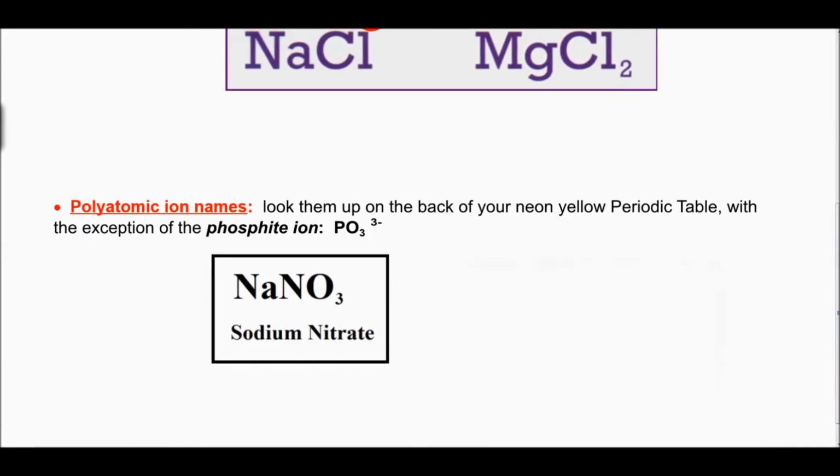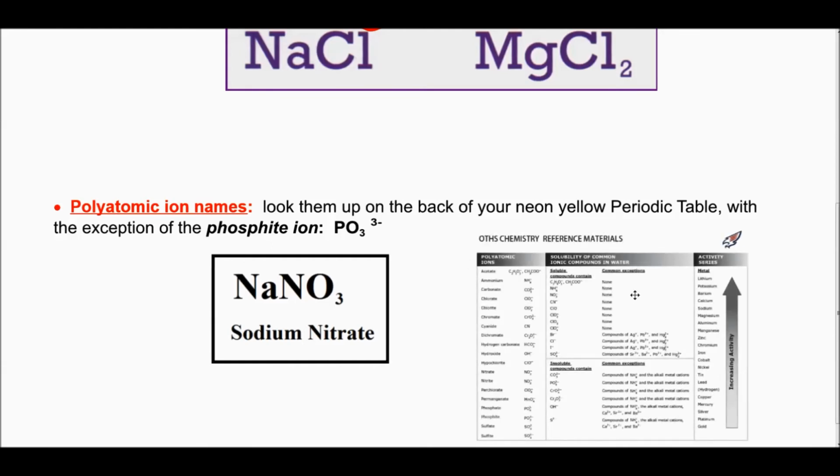Polyatomic ion names, when you're looking on the back of your yellow periodic table, are not going to be changed. They are going to stay the same. So in our example, sodium nitrate, the nitrate is exactly how it is on the back of our periodic table. The ending of our polyatomic ion names does not get changed to IDE, it just stays the same.